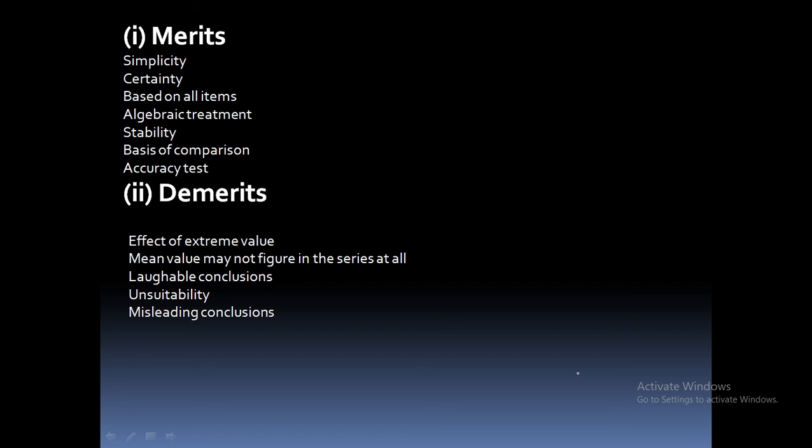Now these are some merits and demerits of arithmetic mean. Merits are simplicity, certainty, based on all items, algebraic treatment, stability, basis of comparison, accuracy test. Demerits: effect of extreme values, the mean value may not figure in the series at all, laughable conclusions, unsuitability, misleading conclusions.